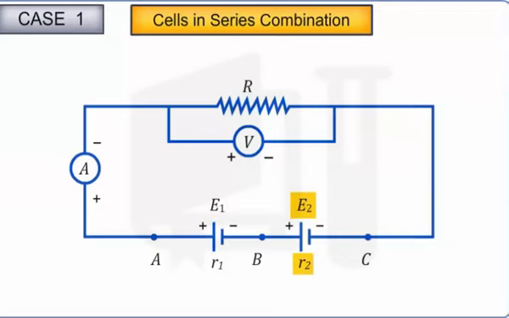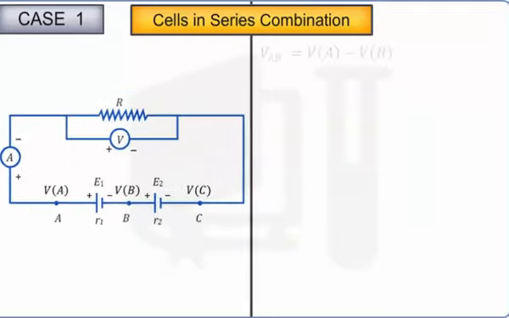The potential at point A is VA. The potential at point B is VB. The potential at point C is VC. VAB is the potential difference between points A and B, which also represents the potential difference between the positive and negative terminals of the first cell.